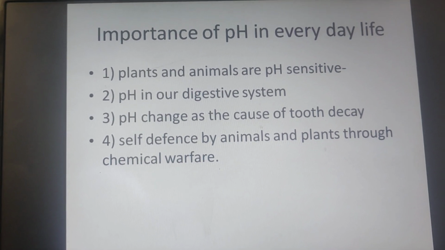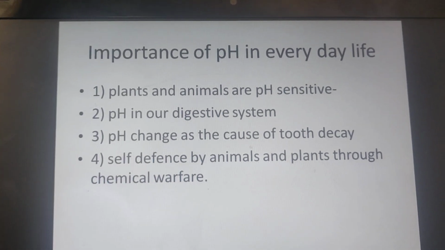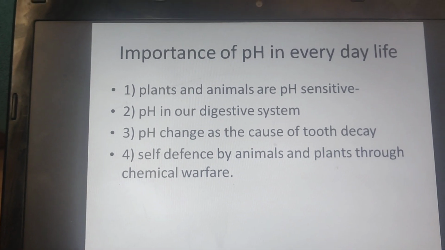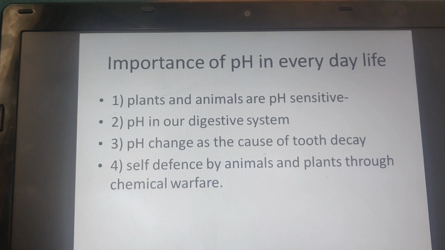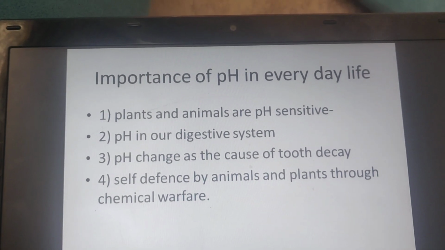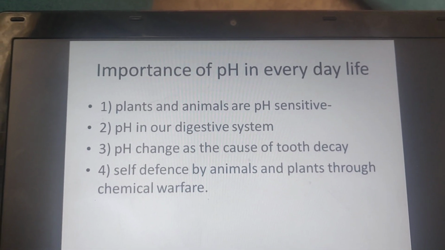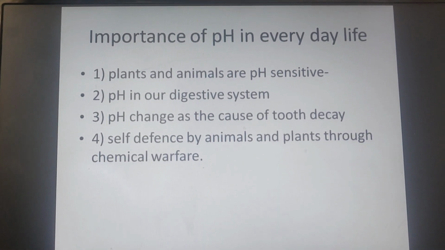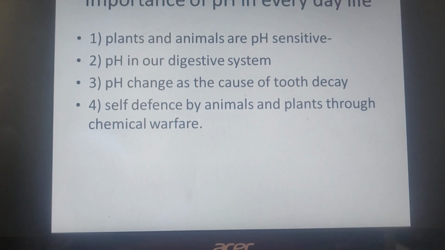For example, in industrial areas, the pH of rainwater becomes less due to the dissolution of acidic gases like sulfur dioxide, nitrogen dioxide, etc. So the pH of such rainwater is less than 5.6, and this rainwater is called acid rain.